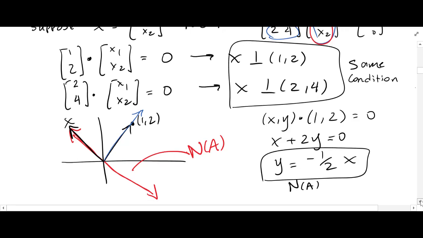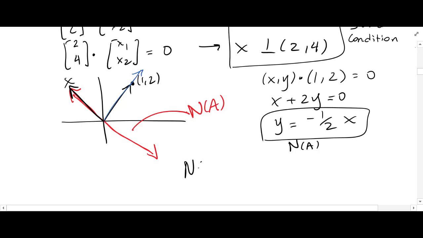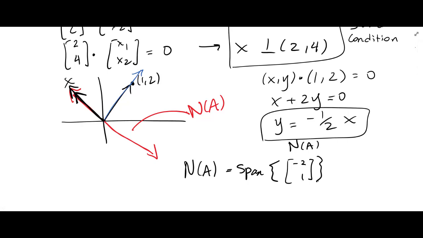Another way to write that is the null space of A is spanned by this vector right there, which is the vector like negative 2, 1. Since negative 2, 1 is perpendicular to 1, 2, the null space of A is spanned by negative 2, 1. So that's 3 descriptions of that null space.